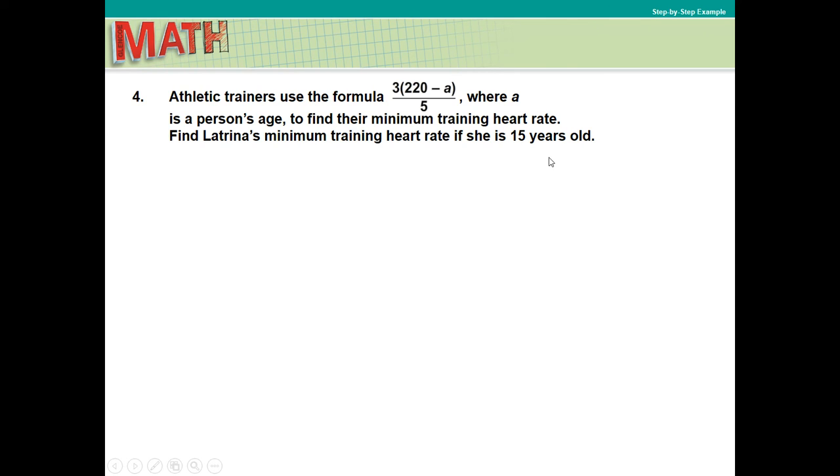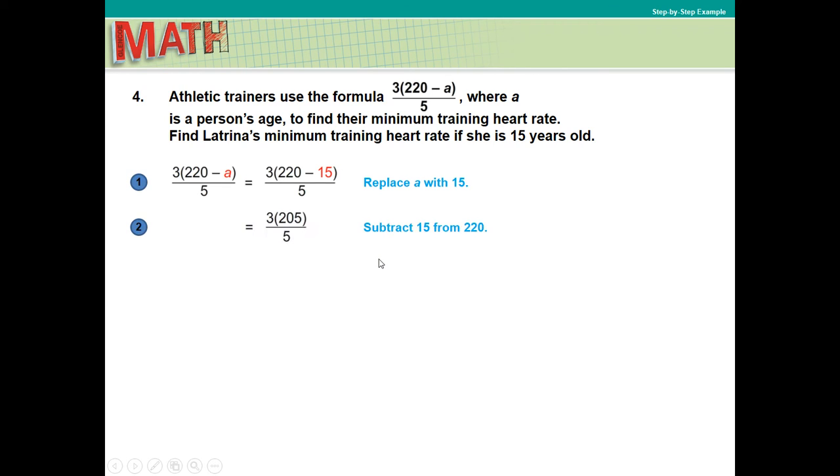Well, 15 years old is an age. So we're going to plug that 15 in for A, then we're going to solve. So we're going to put 15 in for A. Once again, parentheses get done first. 220 minus 15 is 205. We do a fraction bar: we do everything on top, we do everything on bottom, then we take care of the division of the fraction. So 3 times 205 is 615. Then we're going to do 615 minus 5, divided by 5. And you'll see that's 123. Her minimum training heart rate is 123.